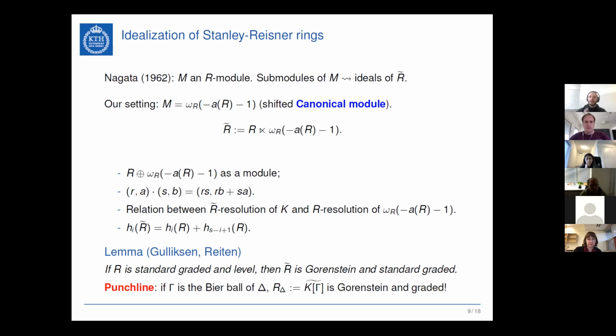But we've already seen an example of something that is level, namely the Stanley-Reisner ring of the beer ball of delta. So if I take delta, any simplicial complex, I take the beer ball gamma, and I consider the Stanley-Reisner ring of gamma. This is standard graded and level. This means that I can apply this machinery and obtain a Gorenstein graded algebra. This is exactly what I will denote with R of delta. So we choose this notation, R sub delta, because we want to stress that the dependence is really on delta. The gamma, the beer ball, is just a construction step. The dependence is actually on delta.